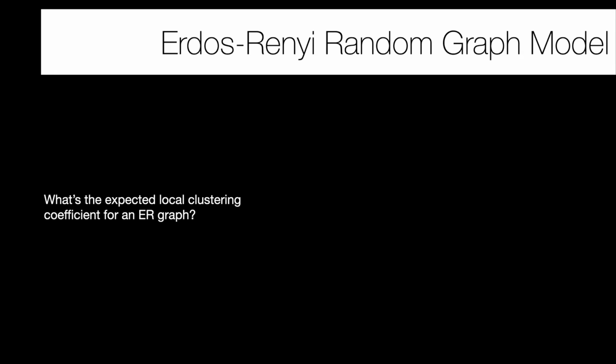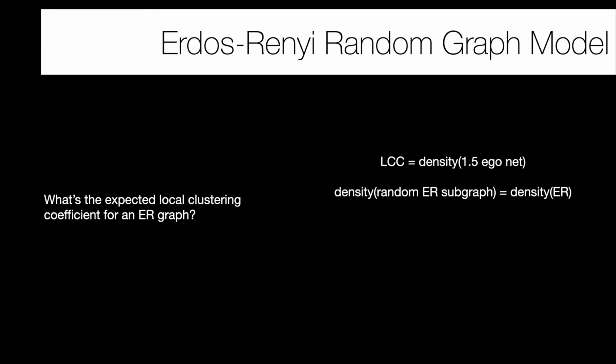So for the expected local clustering coefficient for an ER graph, we now know the density of the full graph. What about the density of these 1.5 degree ego networks? So again, the local clustering coefficient that we want to be high here is the density of these 1.5 degree ego networks. But if you look at the density of any subgraph in the Erdos-Renyi model, it equals the same as the density of the full graph. We can go through the math for this, but for now we'll just say the local clustering coefficient for any one of these subgraphs in the ER model is p, the same as the density for the full graph. And we can prove that.